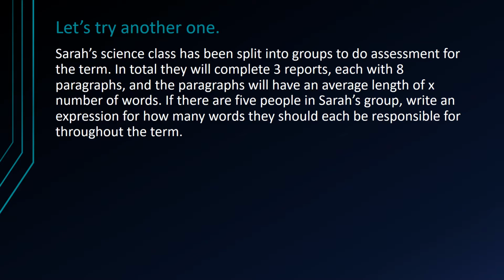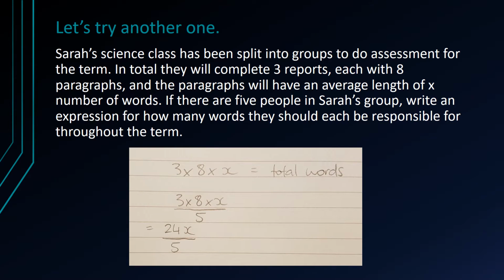Let's try another one. Sarah's science class has been split into groups to do assessment for the term. In total, they'll complete 3 reports, and each of these has 8 paragraphs. The paragraphs will have an average length of x number of words. Now, if there are 5 people in Sarah's group, write an expression for how many words they should each be responsible for throughout the term. So, the total number of words in all of these reports is going to be 3, which is the number of reports, multiplied by 8, which is the number of paragraphs, multiplied by x, which is the number of words in each paragraph.